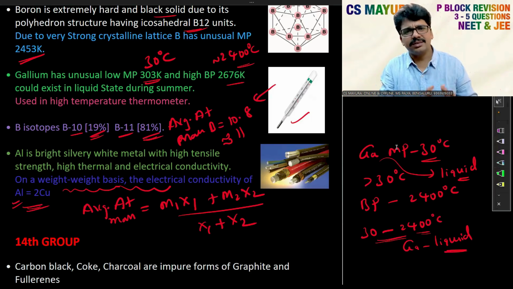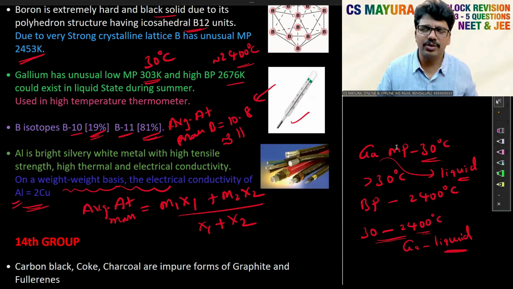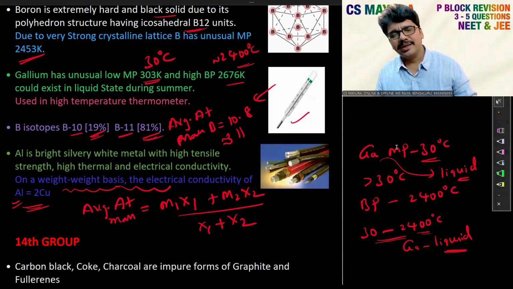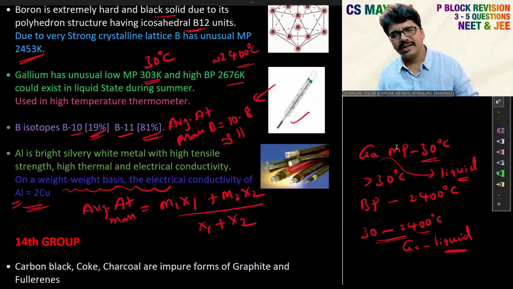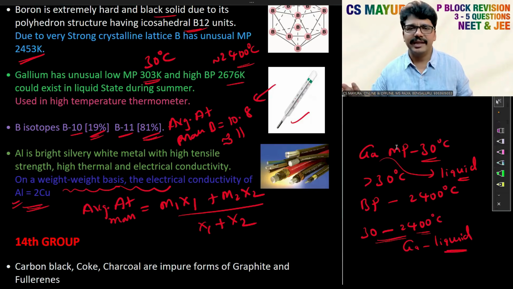It has a vast liquid range. This property is used in thermometers. Gallium thermometers are used to measure high temperatures. Sir, why can't we use a mercury thermometer? If you try to measure higher temperatures using a mercury thermometer, at high temperature mercury is going to vaporize. But gallium does not vaporize. Up to 2400 degrees Celsius, it won't vaporize. It will be in the liquid state.